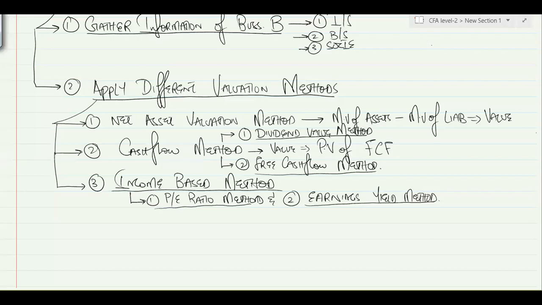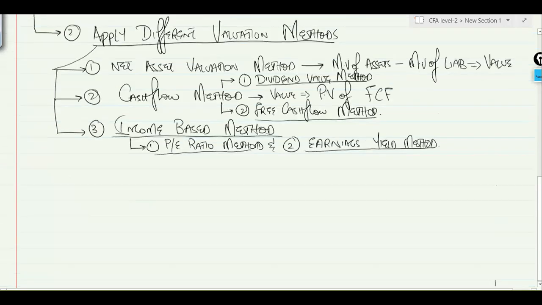Okay. So if you want to write something down, you can write as well. So now let's understand one by one the different valuation methods. I'll be starting off, the first one is the net asset valuation method. So I'll be starting off with that.